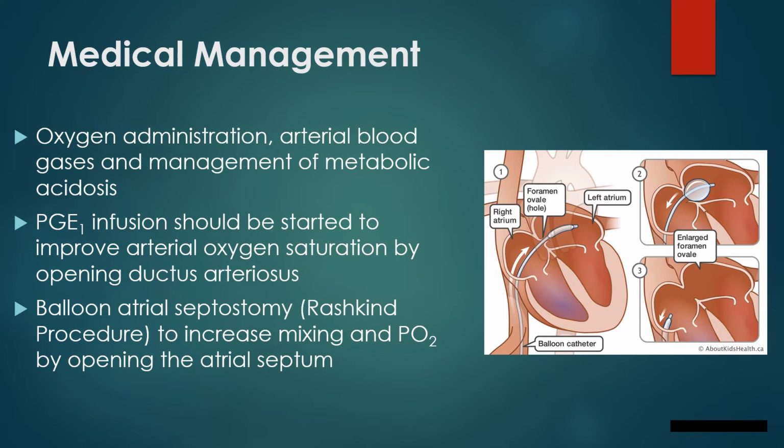So medical management, obviously oxygen, arterial blood gases, and management of the metabolic acidosis that comes from not having enough systemic delivery of oxygen. Also, PGE1 should be started to improve arterial oxygen saturation by opening the ductus, whether they have a VSD or not. That always helps. Also, if you've got a smaller ASD, or if you don't have any ASD, sometimes you can make the foramen ovale patent, or you can create an ASD with a Rashkind procedure.